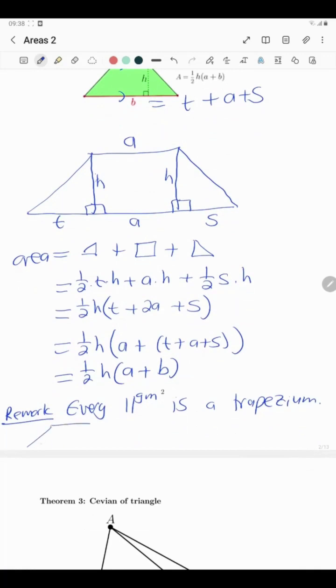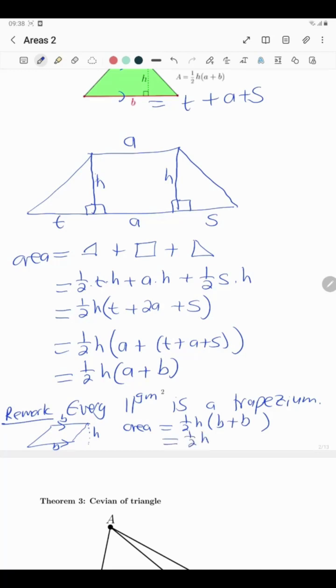So if you have a parallelogram that looks like this, and let's call that b, and let's call that b, and we say that those two sides are parallel because it's a parallelogram. And let's call the vertical height h. Then we can say that the area of this parallelogram, using the theorem for the area of a trapezium, should be the following. It's a half h, adding up the two parallel sides. So we're using the two parallel sides, b plus b.